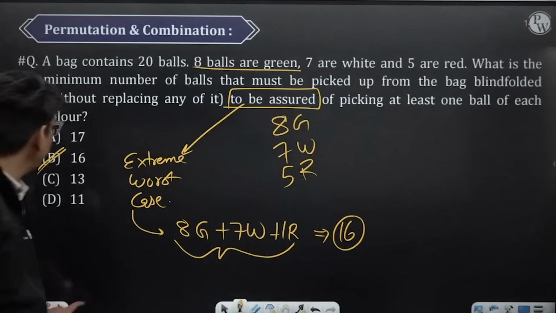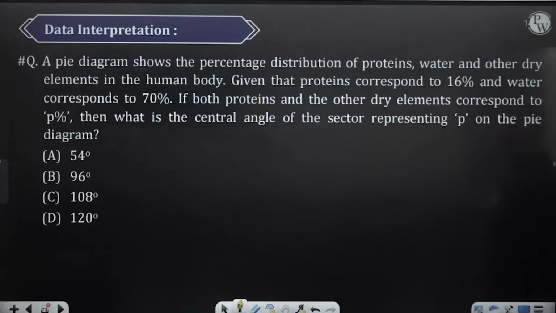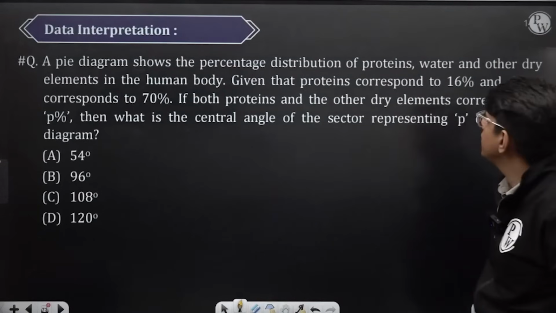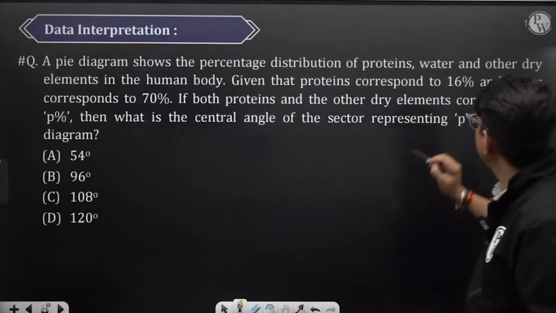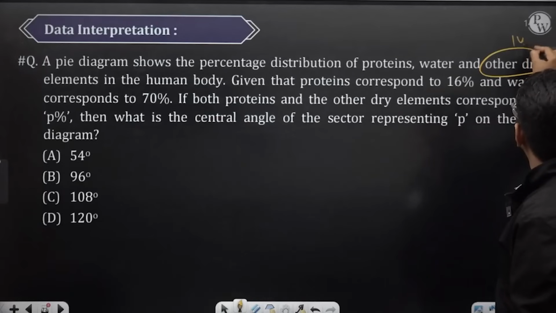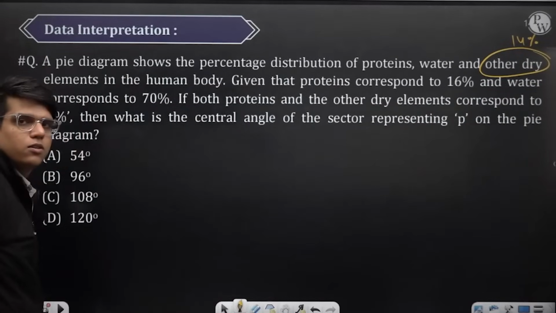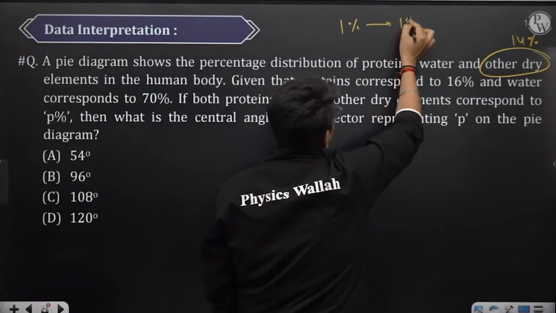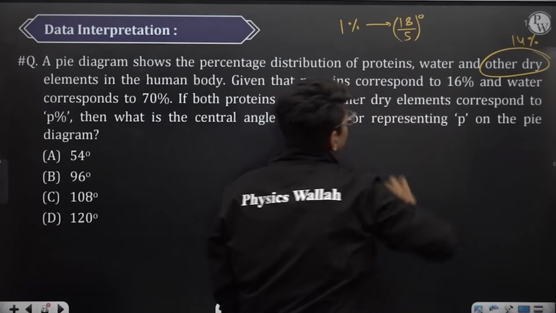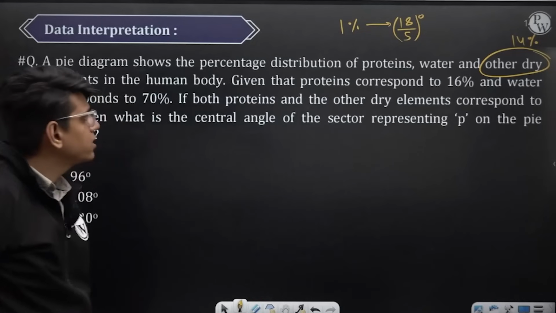Next question. A pie diagram shows the percentage distribution of proteins, water, and other dry elements in the human body. Given that protein corresponds to 16% and water corresponds to 70%, that means 14% is left. That is other dry elements, right? Here 1% is 18 by 5 degree. This is the conversion. Or you can say 1 degree equals 5 by 18%. So this conversion is important.